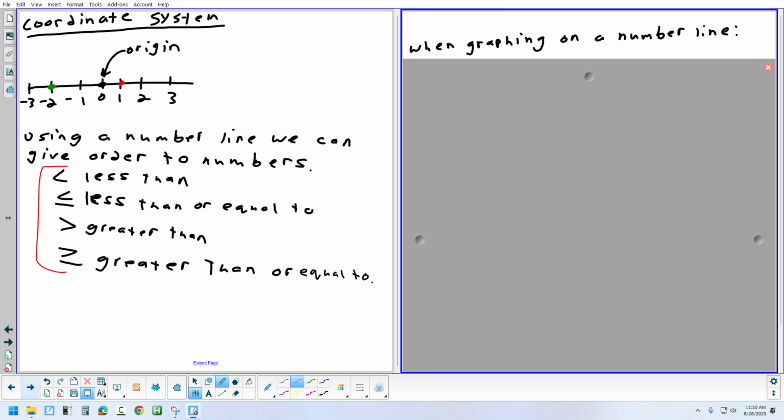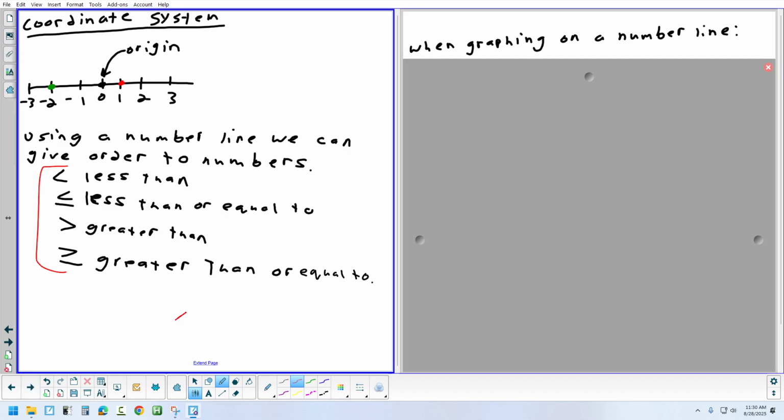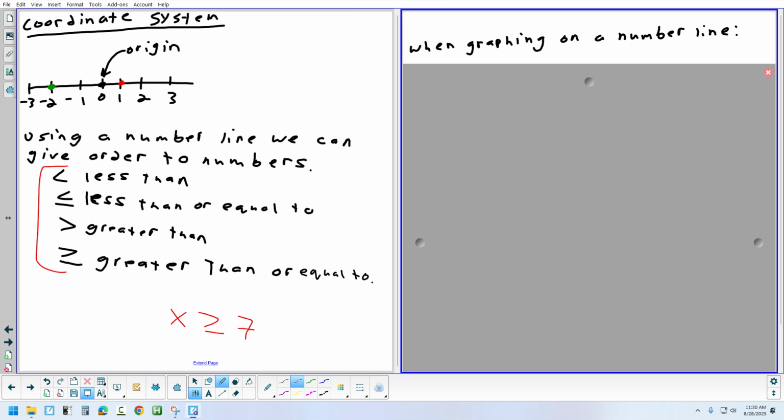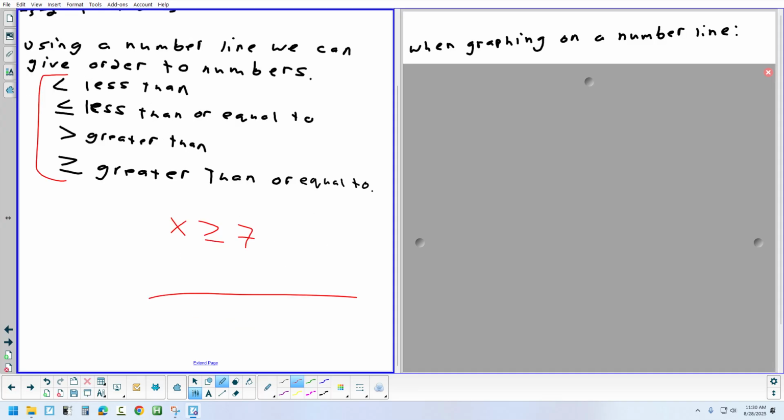And a lot of times when we are solving a problem and we end up with something like this, x is greater than or equal to 7, we might not want to write the answer as an inequality. We might want to write it or sketch it. I might say sketch the solution, graph it. In order to graph an inequality, first thing we're going to need is a number line. So we've got a number line. And we're going to have to put a circle on the number 7.